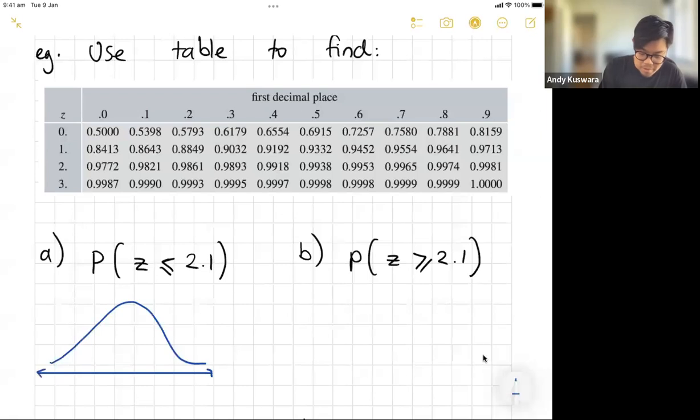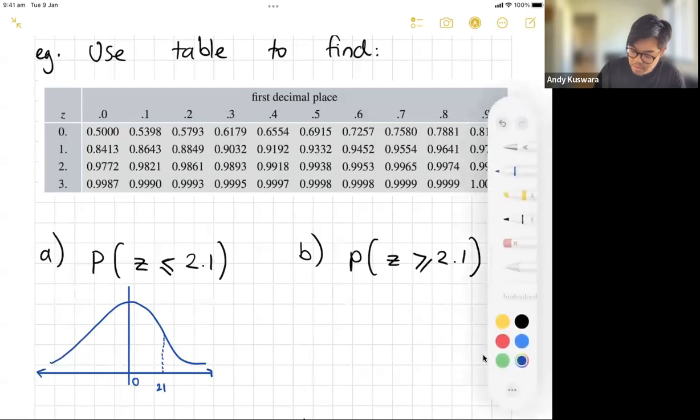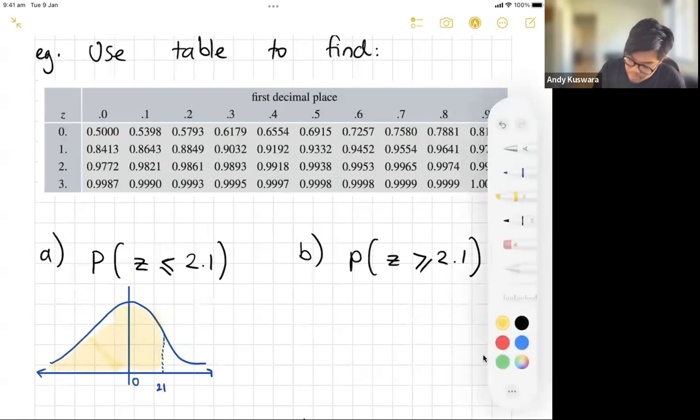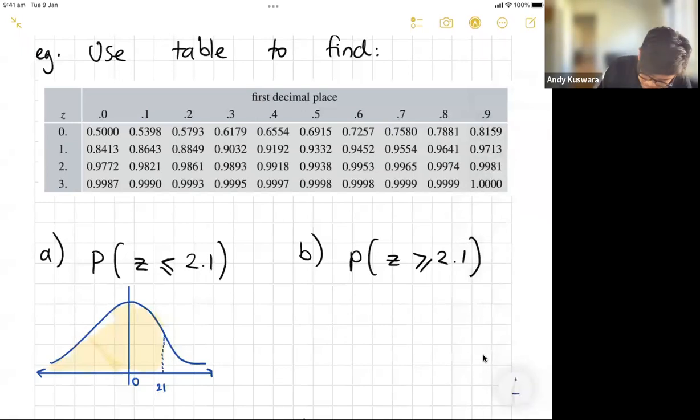And I'm going to note that in the middle, that's 0. And if I'm going to be less than 2.1, I need to find a z-score of 2.1. Let's say 2.1 is here. And so that means the area, let's stick on this side here. The area that I'm really trying to find is all the area from here all the way up until 2.1. I know it looks like 21, but that should have been 2.1.